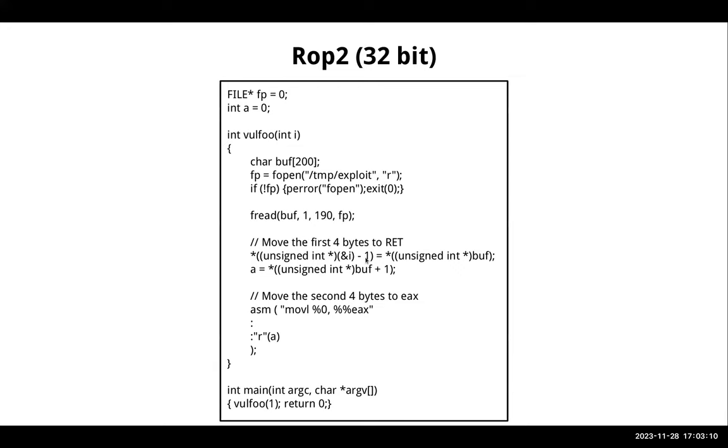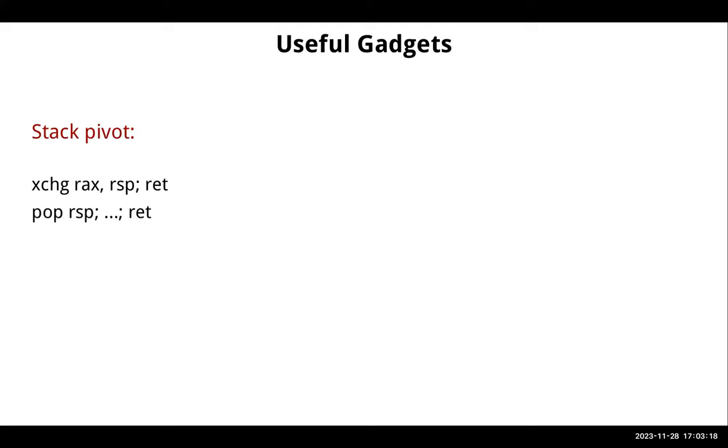So you need to use ROP to get the flag of this. And you need to figure out how to do this by yourself, but I will give you some clues here. The clue here is you cannot overflow the entire stack, but you can use a gadget to exchange the value in EAX and ESP. So basically, you want to change the stack to point to another place instead of the original stack.